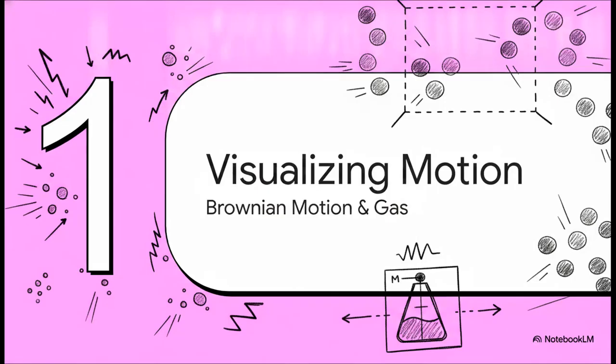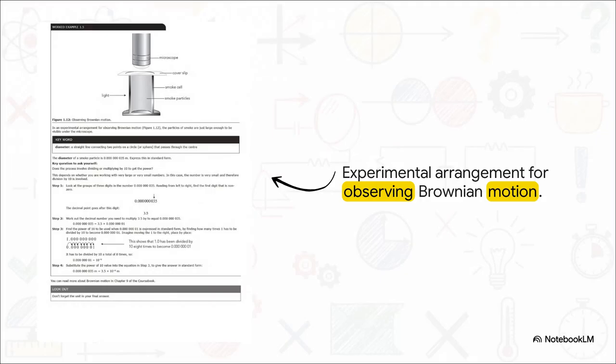Section 1. Visualizing Brownian motion and gas pressure. Okay, let's dive right into this. Because before we can master the math that trips so many students up, we really need to understand what it is we're actually measuring. How do we physically observe something as chaotic as Brownian motion and gas pressure? Well, this brilliantly illustrates the exact experimental arrangement you need to memorize.